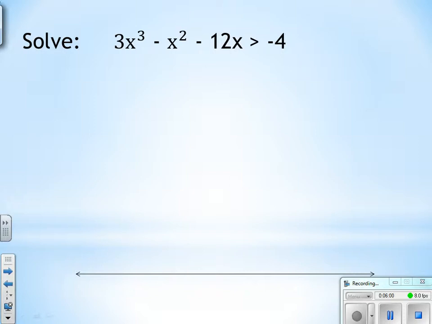Let's take a look at another one. If we're going to solve this inequality, first thing you're going to want to do is group everything together on the left and have a 0 on the right-hand side. So just like solving quadratics, move everything together.